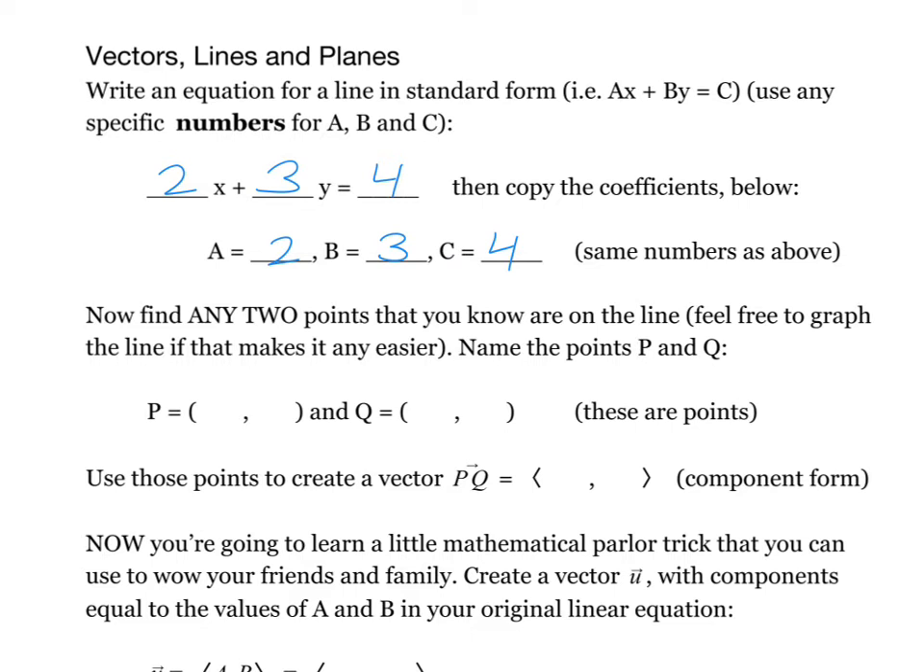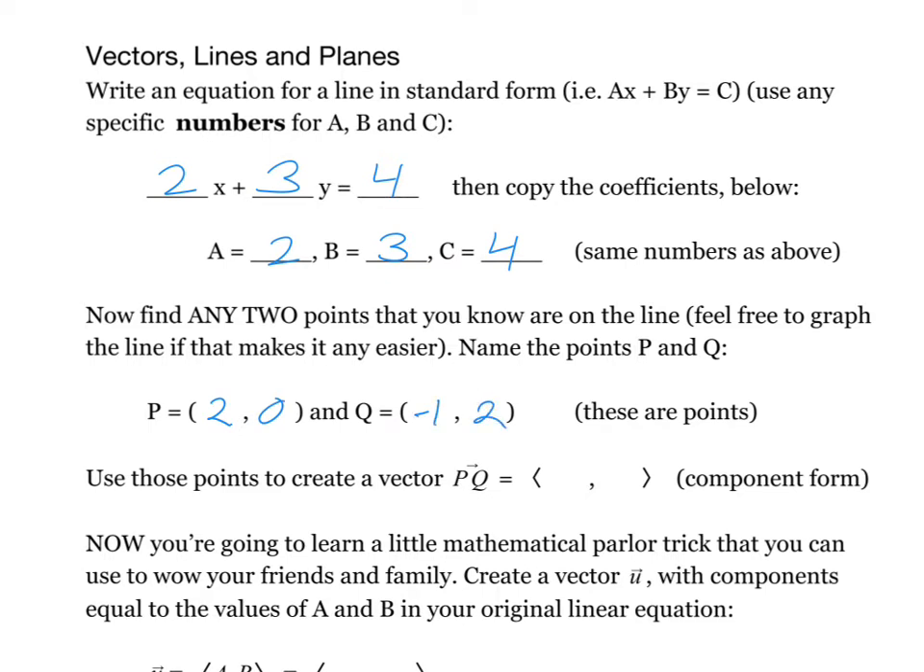Now, thinking about the equation for this line, 2x plus 3y equals 4, what I want you to do is find any 2 points that you know are going to be on the line. So any 2 x and y combinations that will make that equation work. And we're going to name those points P and Q. And so the points that I came up with for this are the points (2, 0) and (-1, 2).